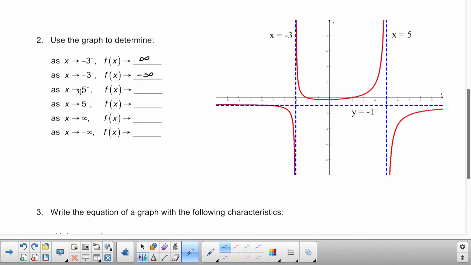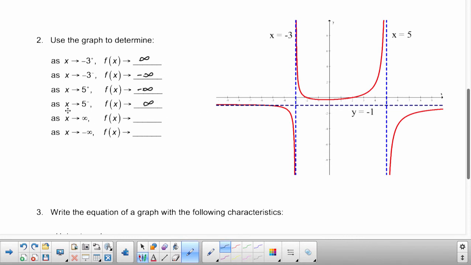As x approaches 5 from the right-hand side, so I go to my right-hand side of that, follow my graph, and f of x is going to negative infinity. As x approaches 5 from the negative side, so from the left, I go to the left-hand side of x equals 5, follow my graph, and f of x is approaching positive infinity.